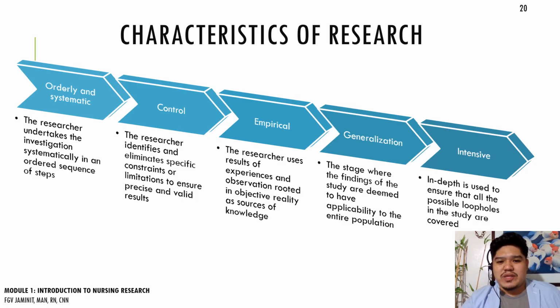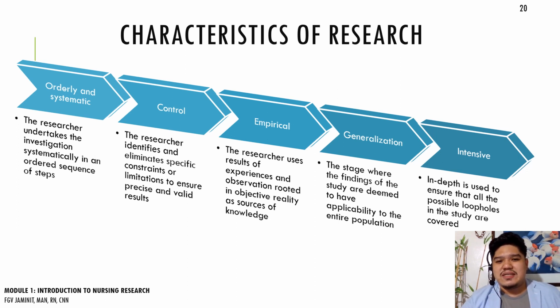Empirical is when the researcher uses results of experiences and observation rooted in objective reality as sources of knowledge. So empirical is when the evidence is already at hand and there is confidence in the coming results of the research. Generalization is the stage where the findings of the study are deemed to have applicability to the entire population. So, for example, it could generalize to all patients having diabetes mellitus or all nurses who are working or placed in the emergency room.